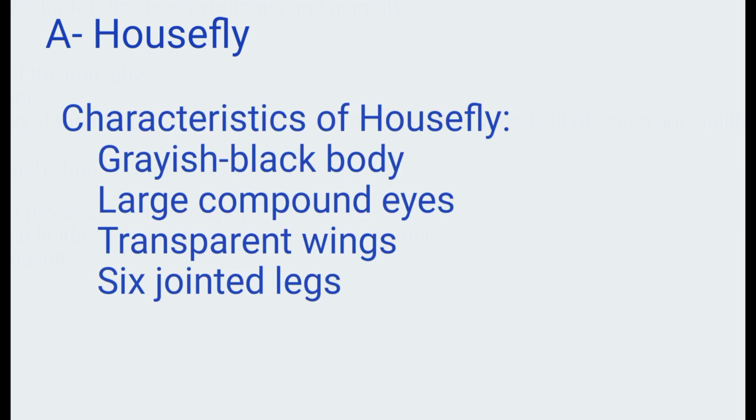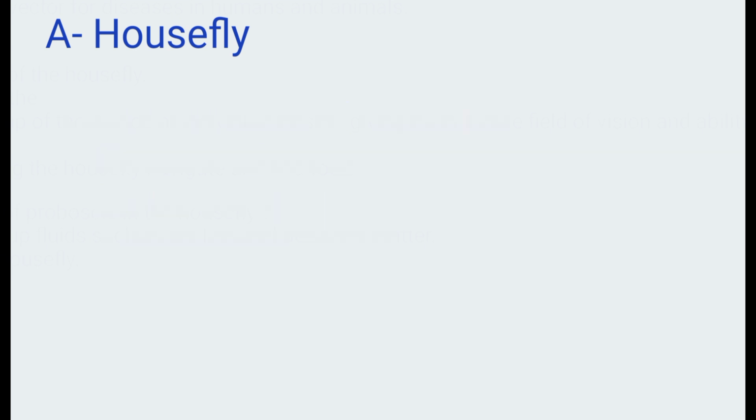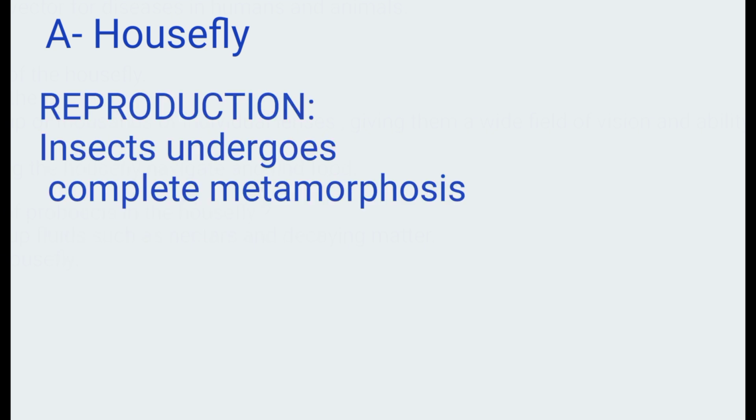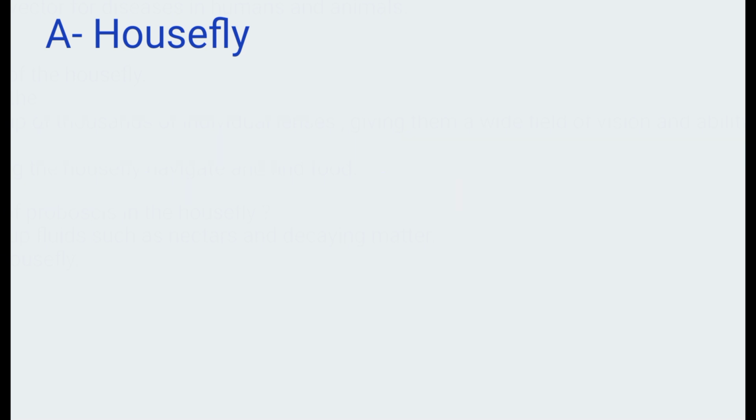So the last thing we would want to learn about housefly is, A, characteristics. They have a grayish-black body, large compound eyes, transparent wings, and 6 jointed legs. Behavior: they are attracted to decaying matter, food, and sugary substances, and can spread diseases. Reproduction: they undergo complete metamorphosis, with females laying eggs in decaying organic matter. Ecological role: contributes to decomposition, but is also a vector for diseases in humans and animals.